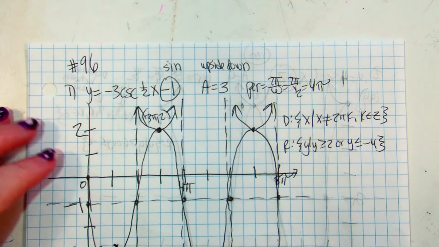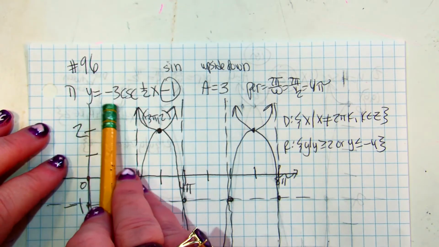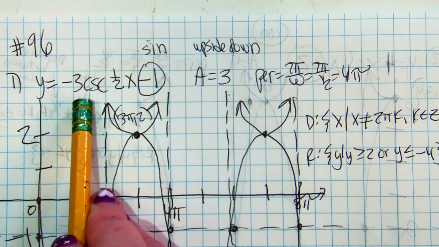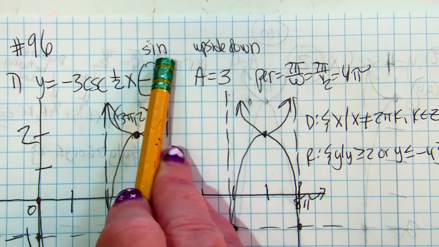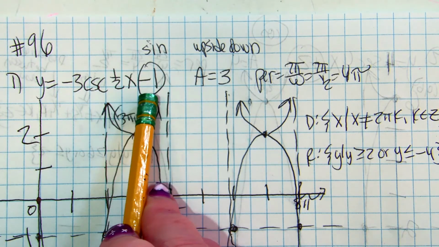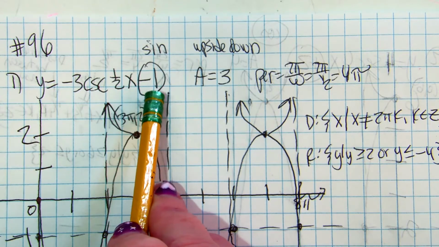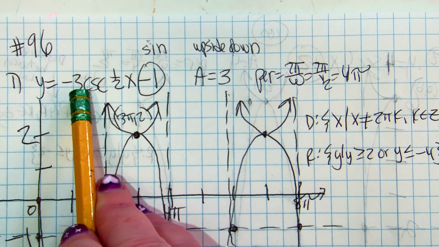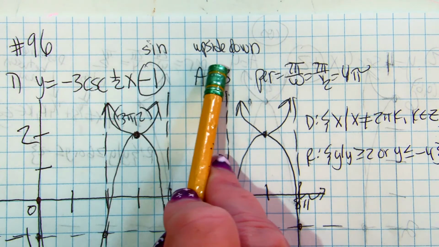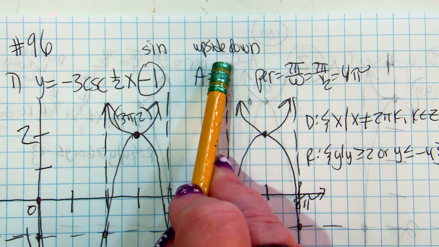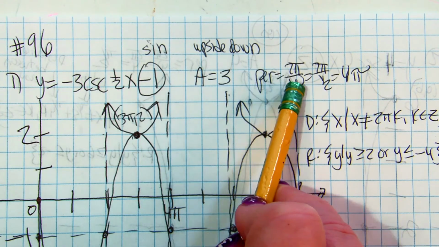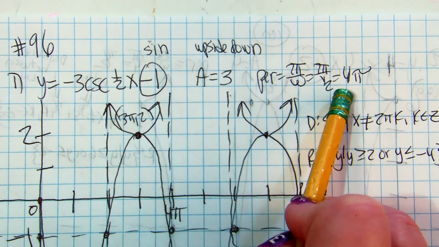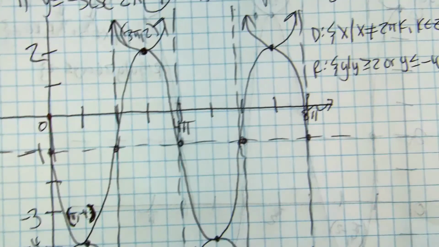So the graph that I asked for number 96 is y equals negative 3 cosecant 1/2 x minus 1. Cosecant goes with sine. So there's a vertical shift, vertical shift down 1. The amplitude is 3. It's upside down. It's reflected across the x-axis. The period is 2 pi over w, which is 2 pi over 1/2, which is 4 pi. So we have to take all those things into consideration when we make our graph.